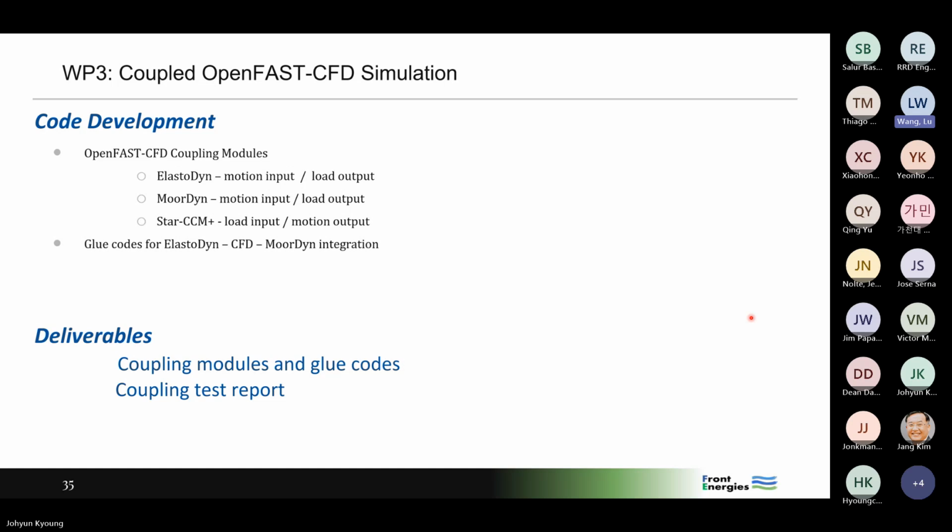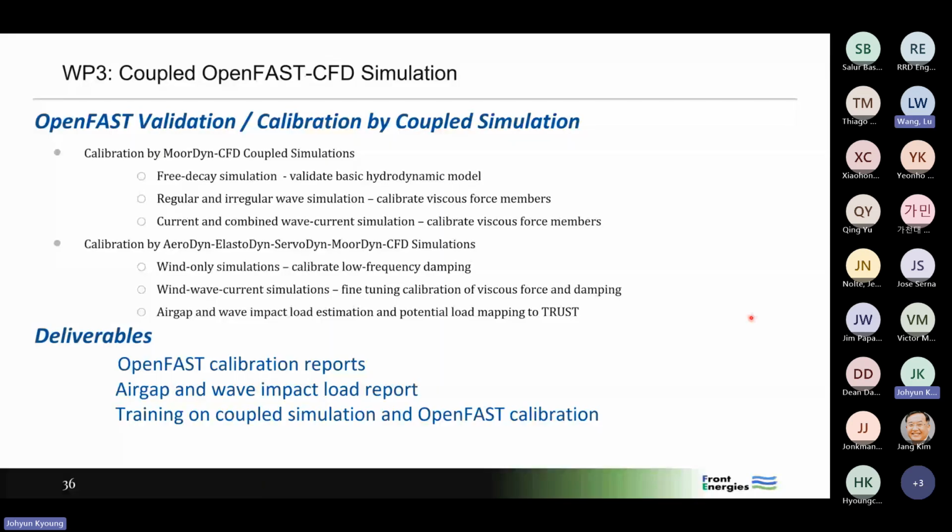So as part of the deliverables for Work Package 3, we will provide the JIP participants with coupled modules and coupling codes developed along with a report on how to set up the simulations. We also plan to have extended support for the coupling with future releases of OpenFAST. My current understanding is that Front Energies will handle the CFD side and NREL will support the OpenFAST side, but I think the details can be discussed in the future. So can we move on to the next slide?